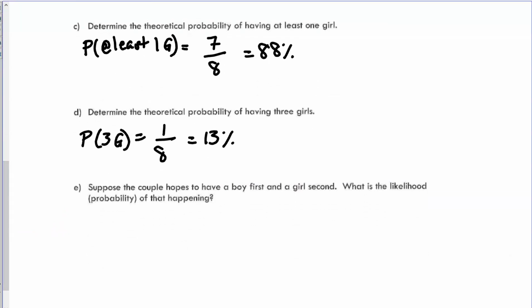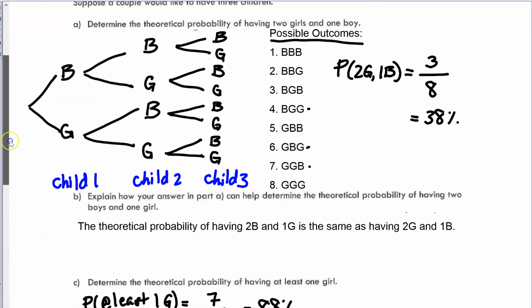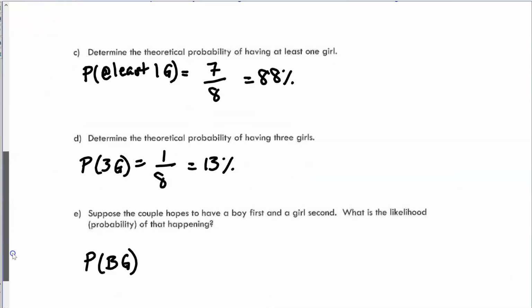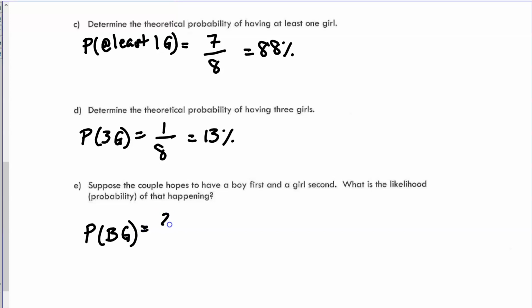Suppose a couple hopes to have a boy first and a girl second. So what's the probability of that happening? The probability of a boy, then a girl. So if we look back up at the top here, where does it happen? Boy, then girl, boy, then girl, right? And then no other ways that happen. So there are 2 ways that can happen out of your 8 possibilities. So that simplifies to a quarter, or 25% chance that you will have a boy first and a girl second.